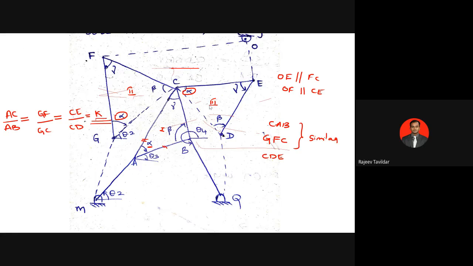Now we need to prove that the second mechanism and third mechanism will also trace the same curve as that of the first. That means we need to prove that these both are cognates. The first mechanism, MABQ, is already known to us, which means point M is fixed and point Q is fixed. For this mechanism, I need to prove that the other two mechanisms are cognate.